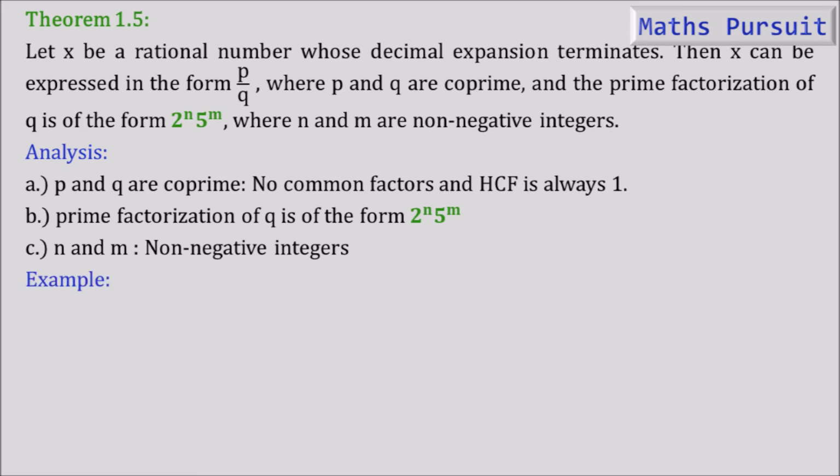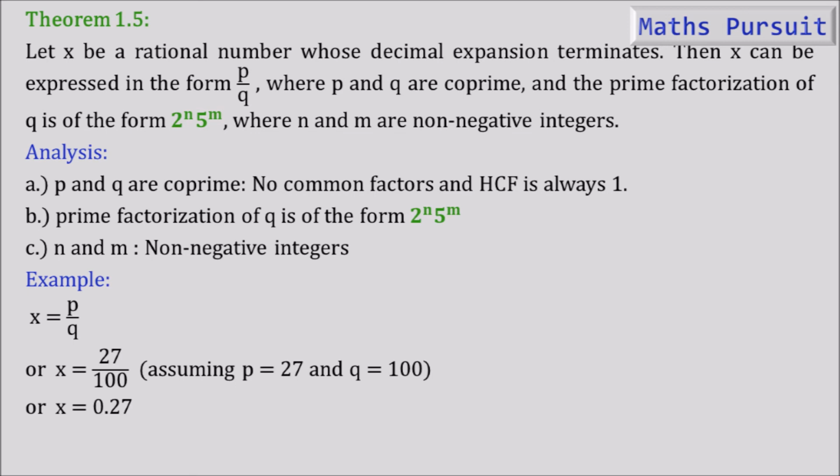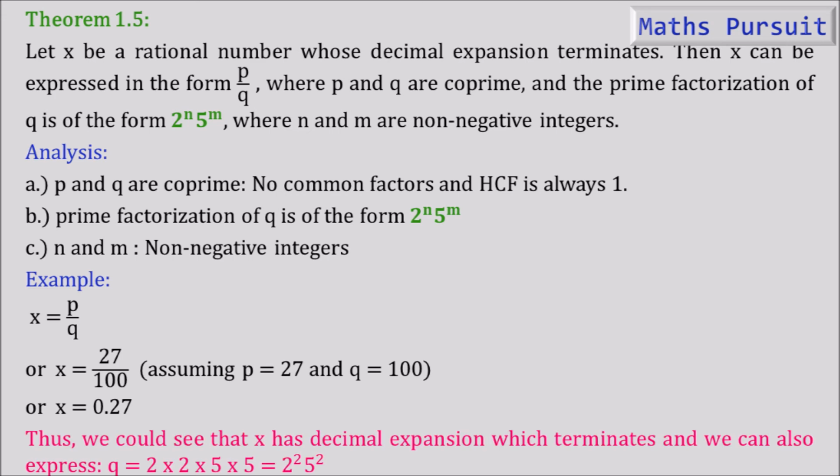Guys, let us take an example. So this example will make us very clear. We have considered x is a rational number, so we have assigned x is equal to p by q, or I can say x is equal to 27 by 100, assuming p is equal to 27 and q is equal to 100. We have just assumed certain figures to prove this theorem. Now I can say that x is equal to 27 by 100 or x is equal to 0.27, because 27 by 100 is nothing but 0.27. Thus we could see that x has a decimal expansion which terminates, because 0.27 is terminating, it is not repeating. After 27, the decimal expansion stops.